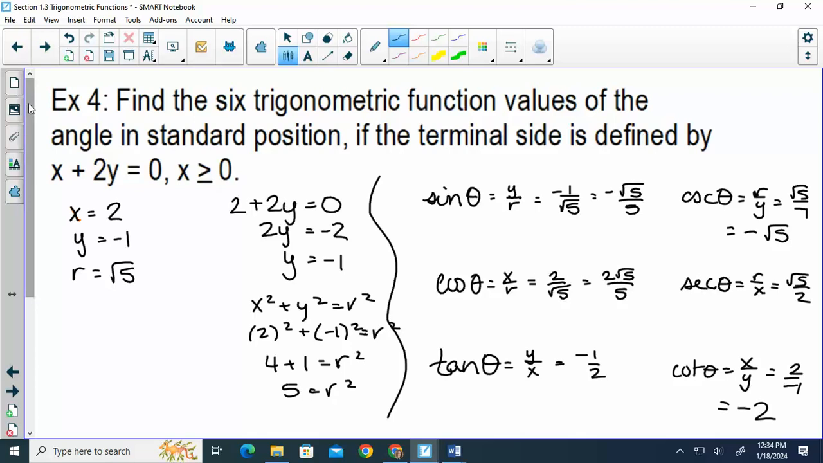Any questions there? Do you want us to put the angle symbol before theta, or can we just put theta? Just the theta is fine. We don't need the angles in there. Other questions?